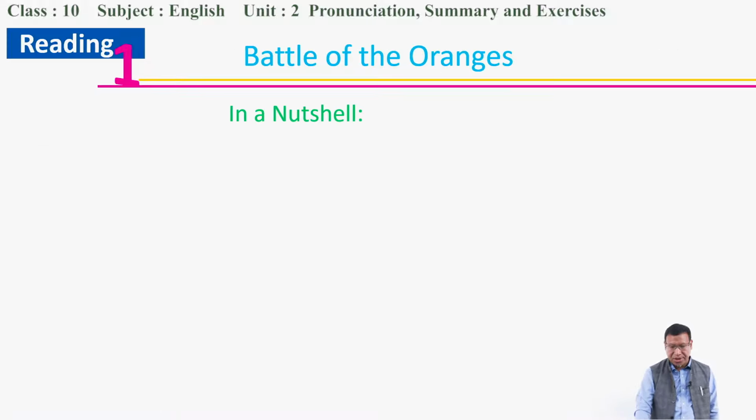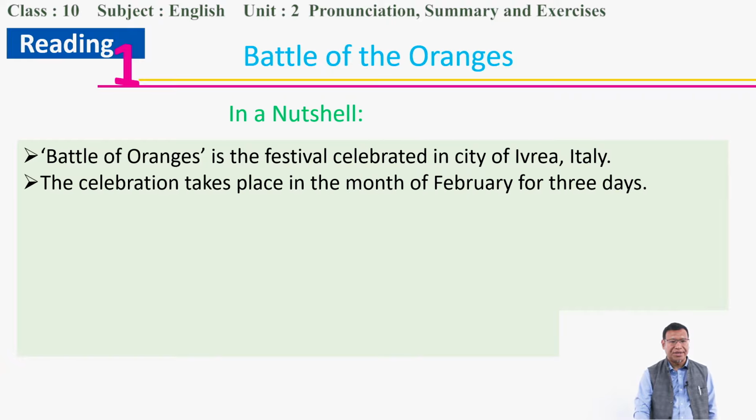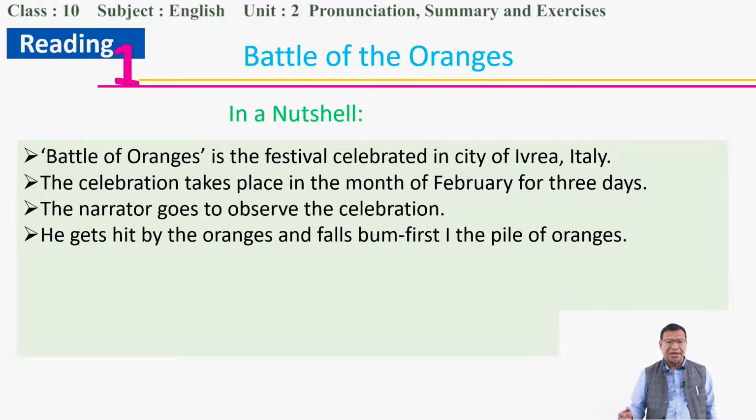All right, dear students, now let's go ahead with the summary of the lesson in a more elaborate way than the previous one. So in a nutshell, if you remember the Battle of Oranges, then the Battle of Oranges is the festival celebrated in the city of Ivrea in Italy, right? The celebration takes place in the month of February for three days. The narrator goes to observe the celebration. The lesson starts with the narrator's observation, all right? And then she gets hit by the oranges, and she falls, okay, first in the pile of oranges, she falls down by the hip, right?